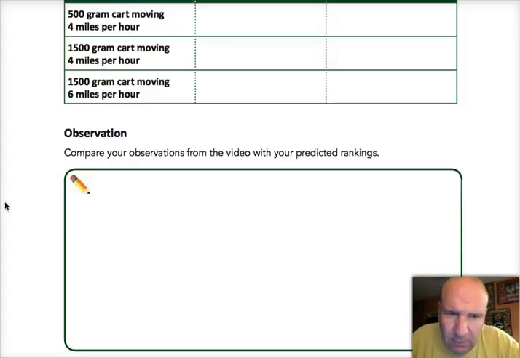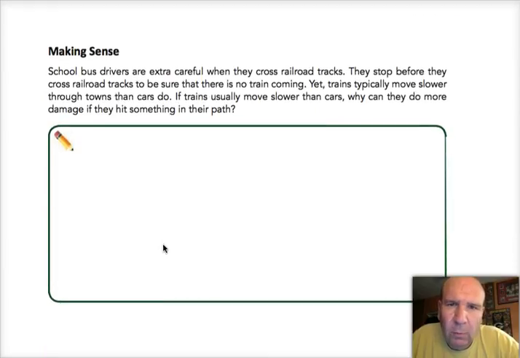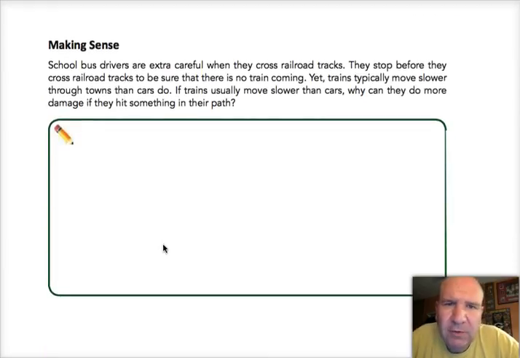All right, now you've got that done. When we flip the page, here's one last question for you. School bus drivers are extra careful when they cross railroad tracks. They stop before they cross railroad tracks to be sure that there is no train coming. Yet trains typically move slower through towns than cars do. If trains usually move slower than cars, why can they do more damage if they hit something in their path? So go ahead, pause the video, answer this question, and that will conclude this activity.